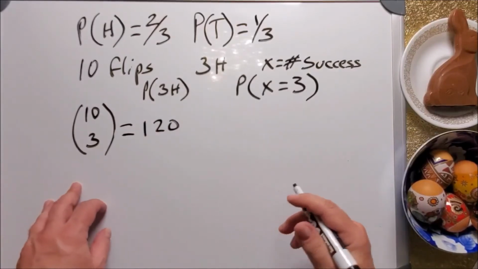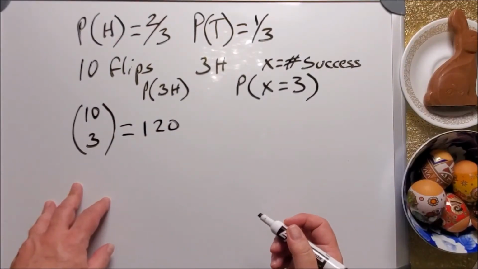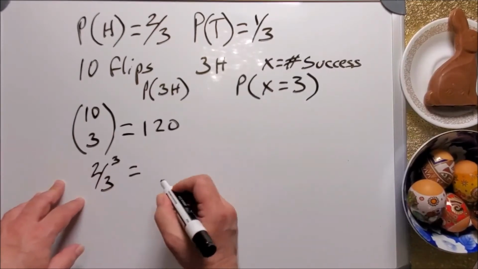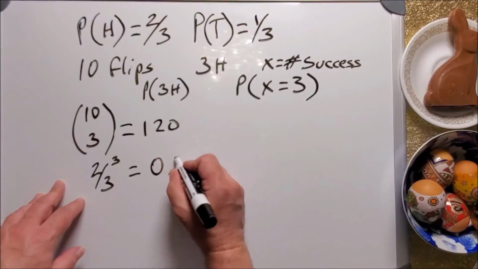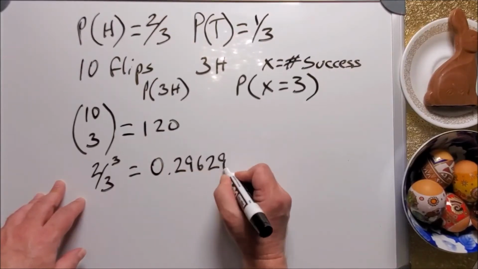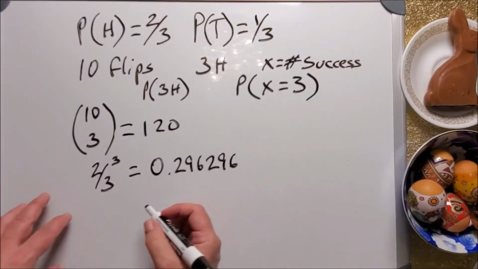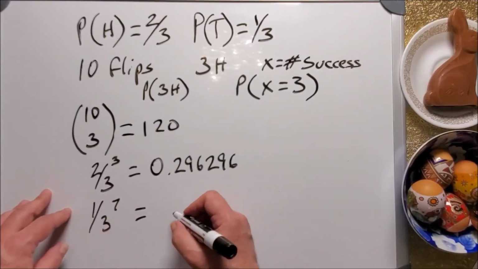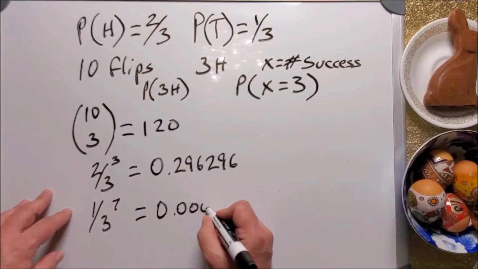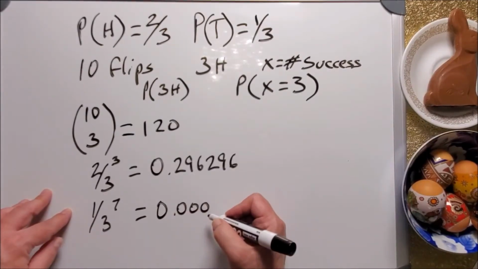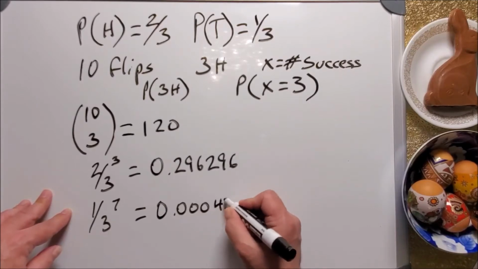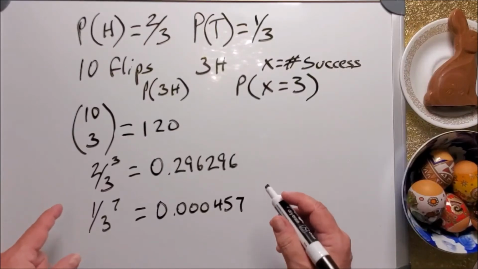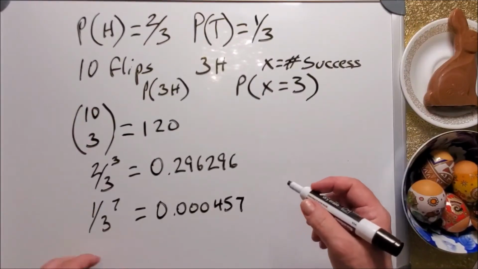I made some space here. I erased and made some space. And 2/3 to the 3rd power is, this is an approximation, 0.296296. 1/3 to the 7th power is, I have it on good authority, I'm looking past the camera, 0.000457. So what we're going to need to do to get our answer is multiply those together, which I did already.